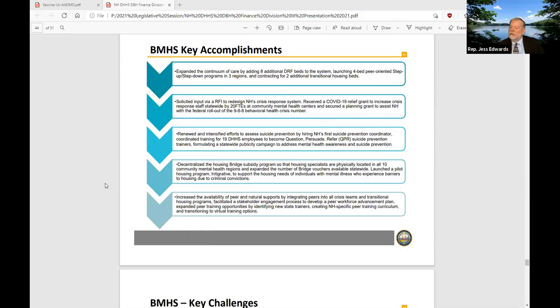So key challenges. A significant program that we've been able to invest in. It was basically very underfunded and doing a lot of work. And now is being able to grow to meet the demand. So we're pleased about being able to partner with them.